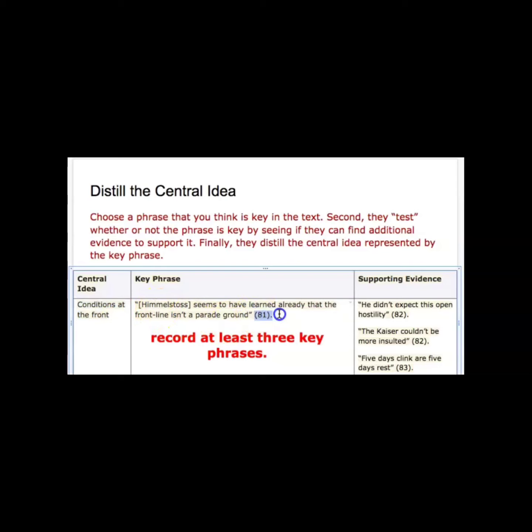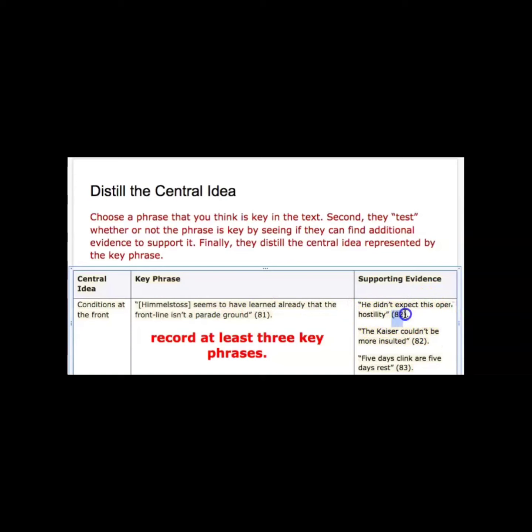On page 81, it says, "Himmelstoss seems to have learned already that the front line isn't a parade ground." Well, when we think of a parade, we think of something happy and boisterous. But of course, Himmelstoss has just learned that the front line is not a parade. And the supporting evidence is that he learned that it's not fun there, basically. He didn't expect this open hostility.